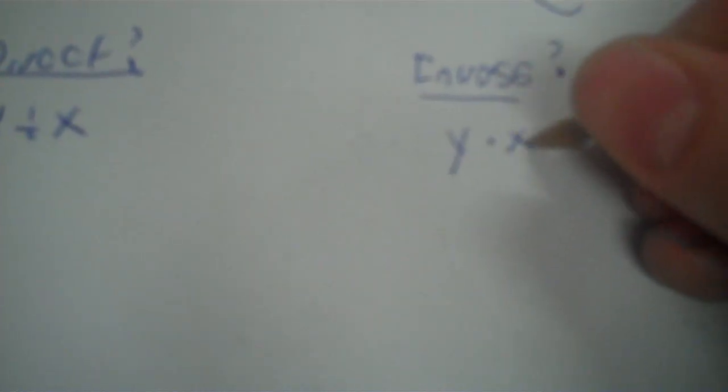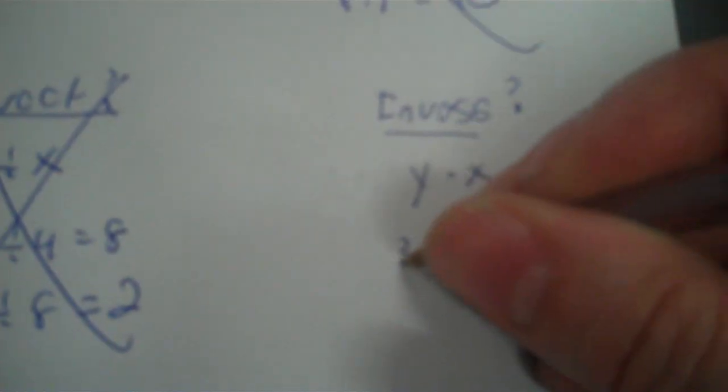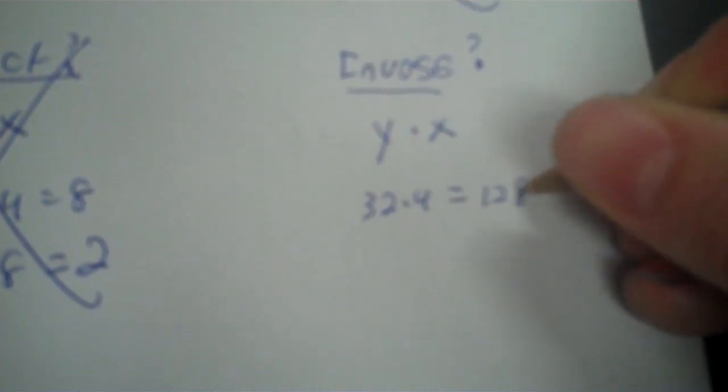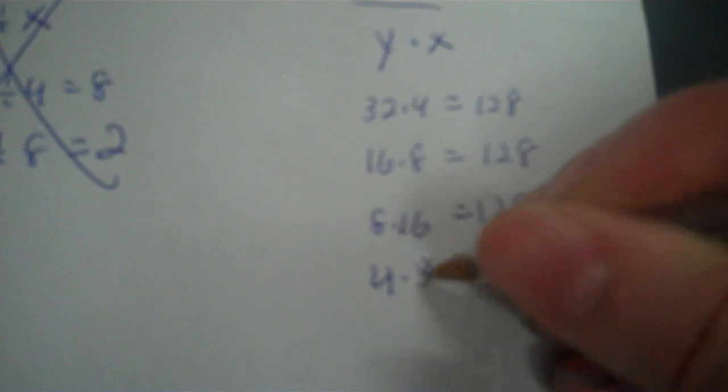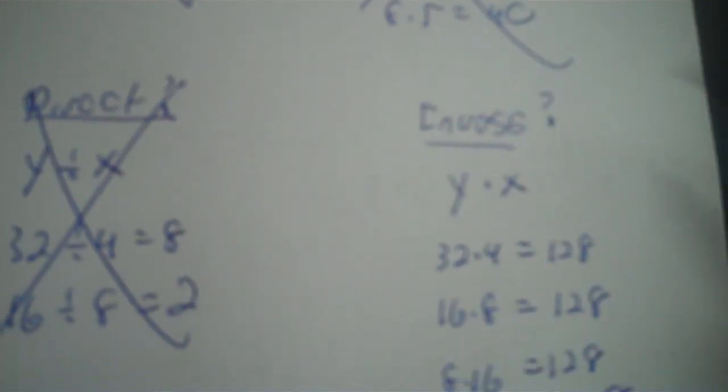So y divided by x, y times x. So 32 divided by 4 is 8. 16 divided by 8 is 2, so it definitely can't be that. Okay, y times x, 32 times 4. 32 times 4 is 128. 16 times 8 is 128. 8 times 16, well, it's 128 because multiplication's commutative. It's the same thing. And then 4 times 32 is 128. So yeah, it's inverse.